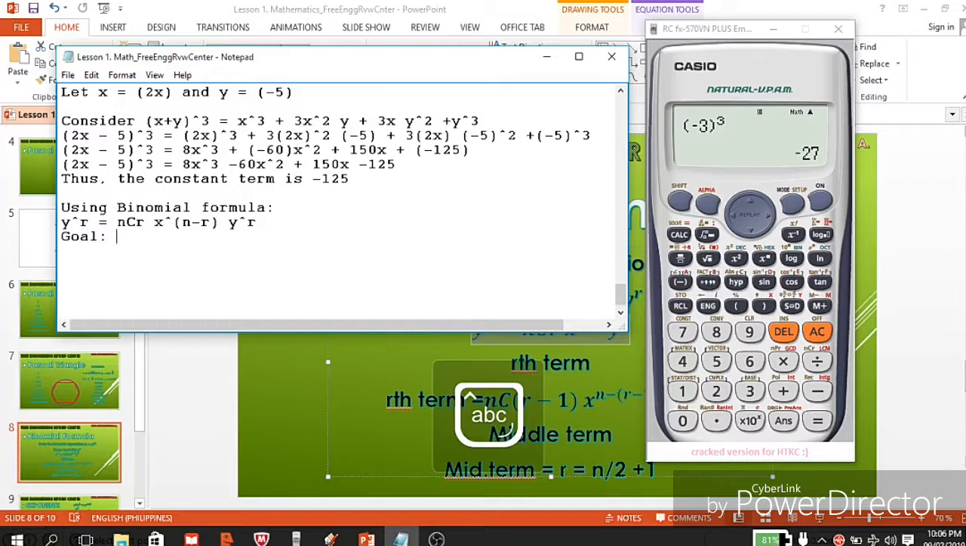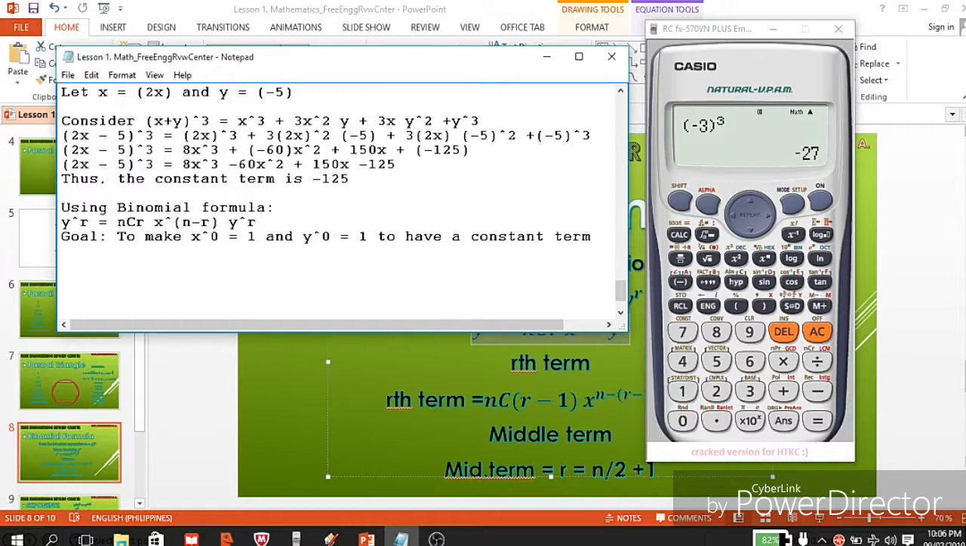So the goal is to make x raised to the power of 0 equal 1 and y raised to the power of 0 equal 1. So that's the goal, to have a constant term. So in this expansion, make the x to be equal to the n equal 3.